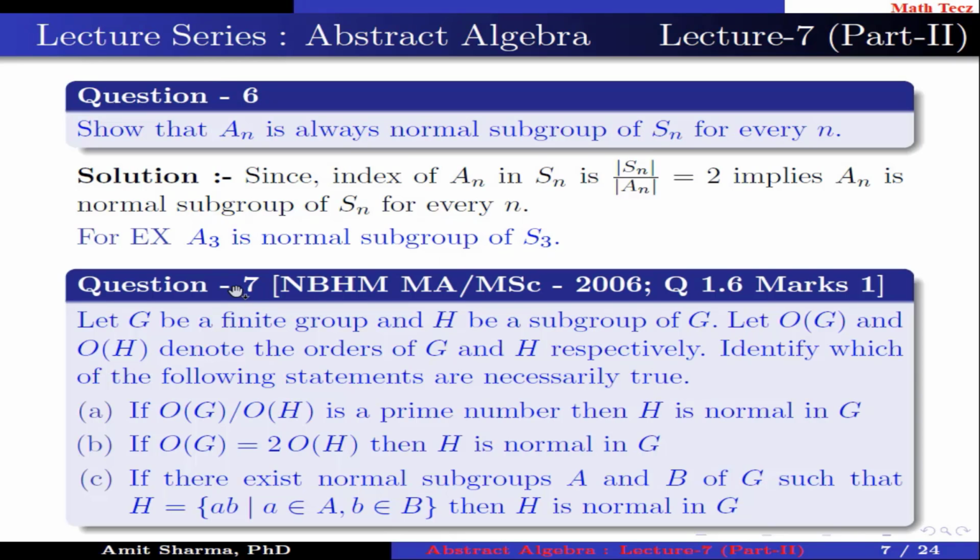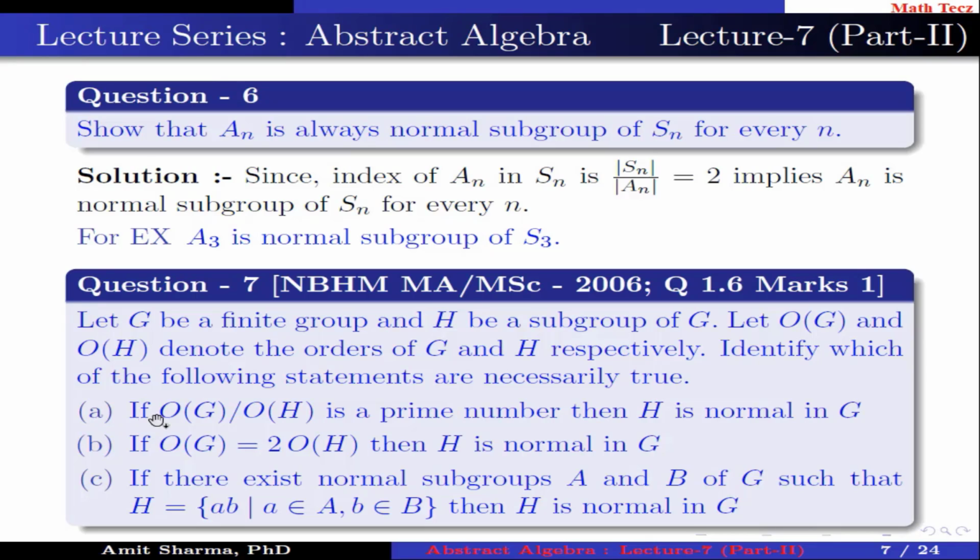Question number 7. This question was asked in the NBHM MSc exam in 2006. Let G be a finite group and H be a subgroup of G. Let O(G) and O(H) denote the order of G and H respectively. Identify which of the following statements are necessarily true.